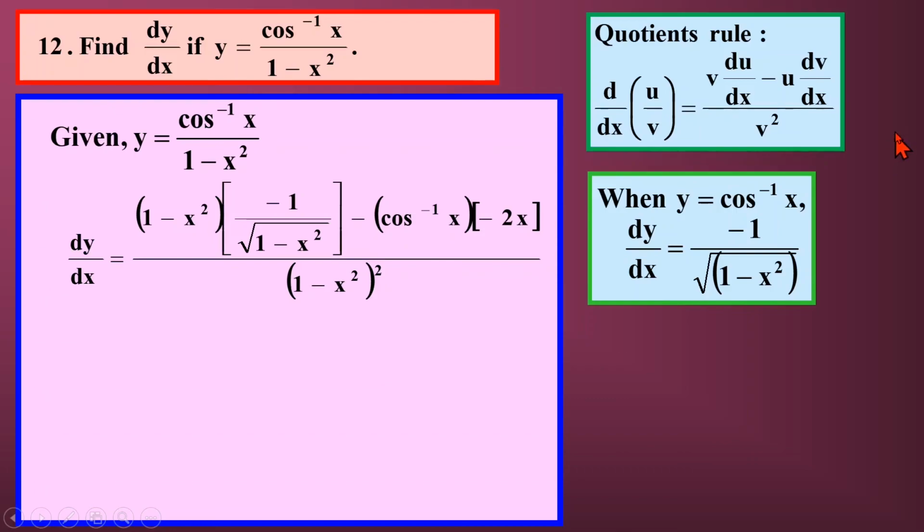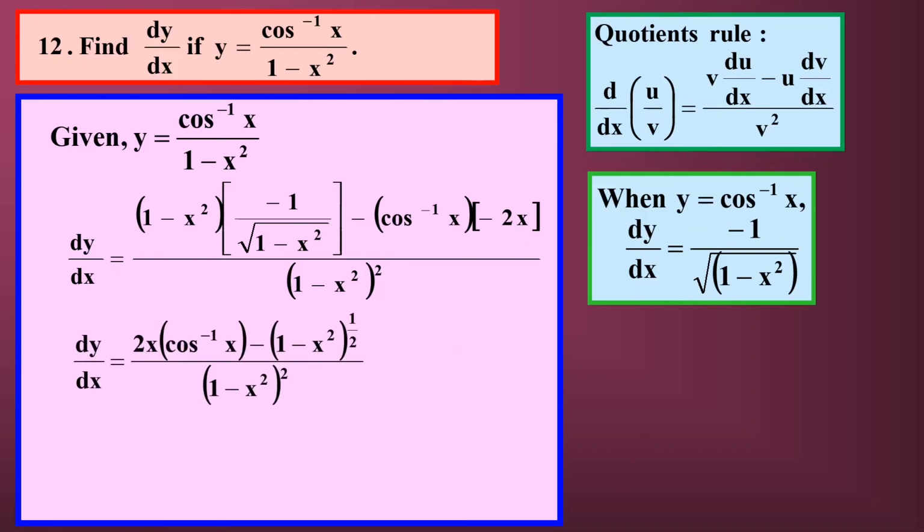Followed by minus, so follow the formula, minus. And then copy u, so cos inverse x, copy it down. Differentiate dv dx, which is differentiating 1 minus x squared, so I get negative 2x. Divide all of them with v squared, so v is 1 minus x squared, so that will give me 1 minus x squared, squared.